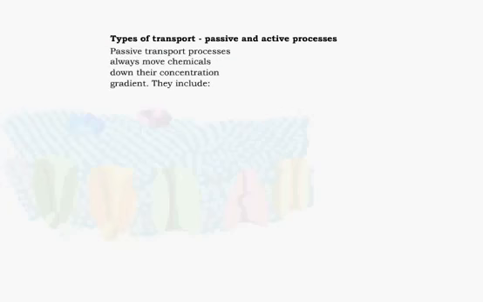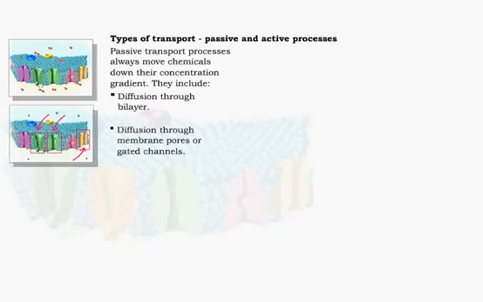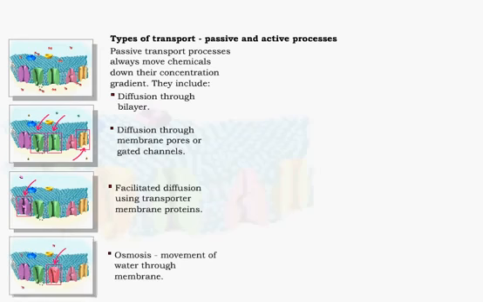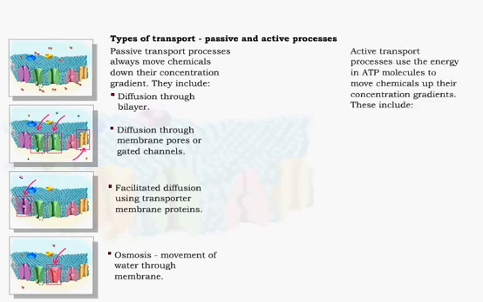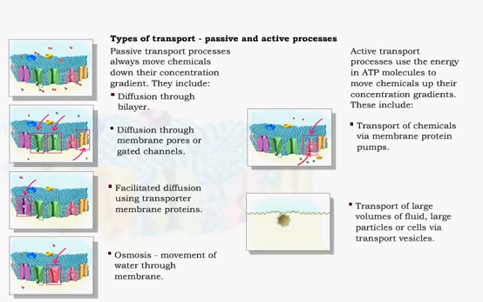Passive transport processes are driven by concentration gradients. They include diffusion through the bilayer, diffusion through membrane pores or gated channels, facilitated diffusion using transporter membrane proteins, and osmosis. Active transport processes use energy from ATP to move molecules. They include transport of chemicals across the membrane using protein pumps, and transport of large volumes of fluid, large particles, or cells via transport vesicles.